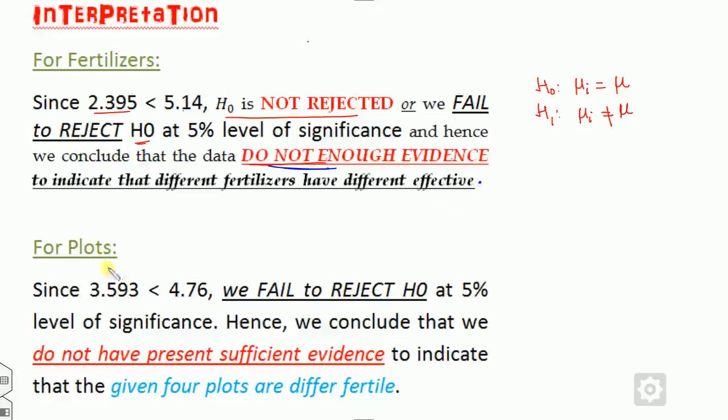Similarly for the plots, again it lies here, so we don't have enough evidence to show that. Here it is mu j, and here is this. So we can't say that all the fertilizers have the same impact, or all the plots have the same impact. Since this is accepted, it means we don't have enough evidence to prove that.